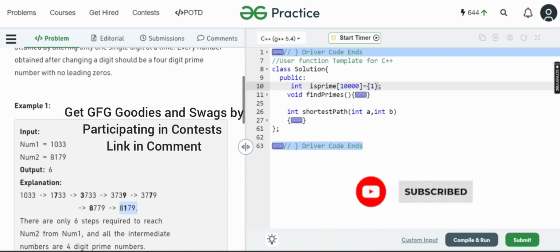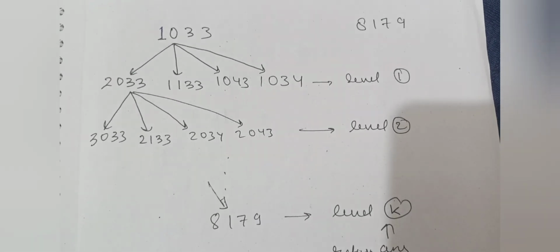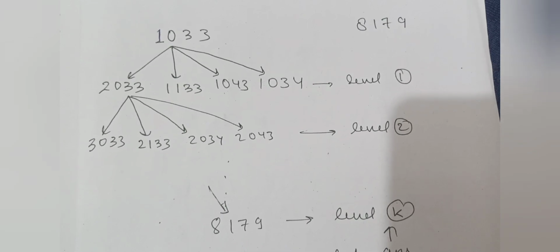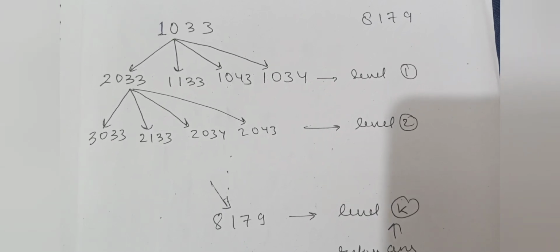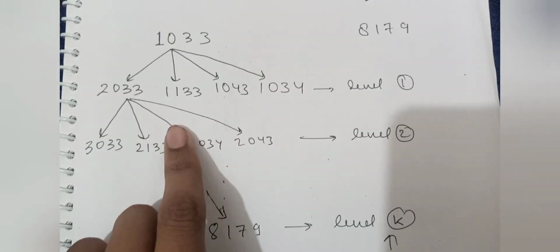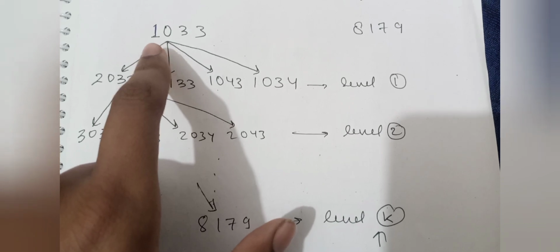Now I will explain how we can use BFS to solve these kinds of problems. So let's move to the next screen. Now guys, let's understand this pattern and you will get why we are using BFS here. You will get the intuition for using BFS. What we are doing is, we are at this number 1033, and we have to replace every digit from 0 to 9.